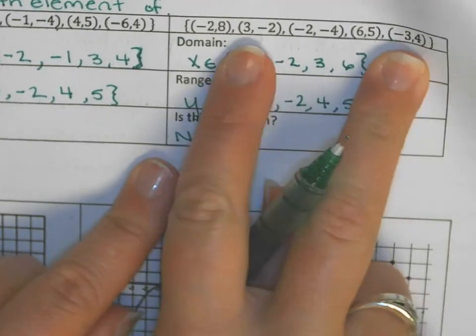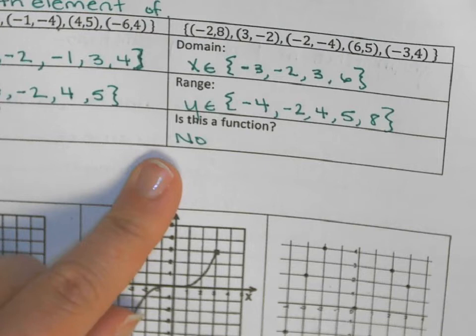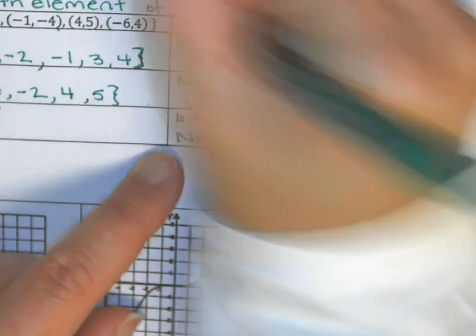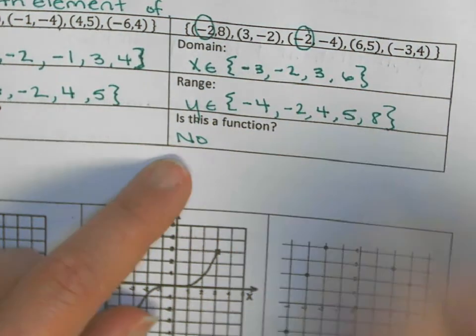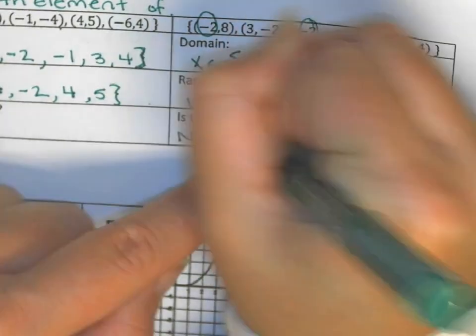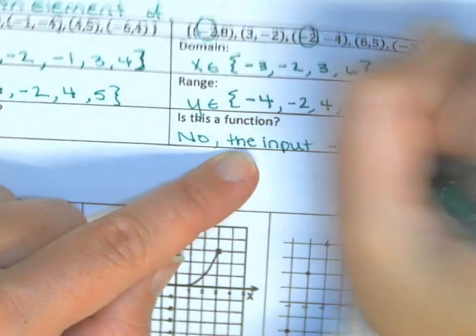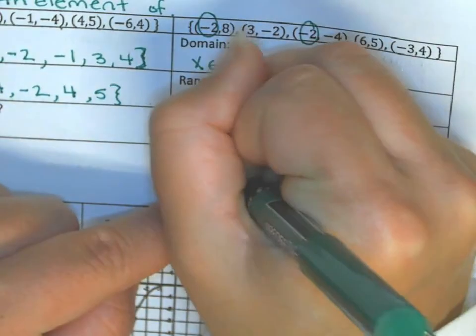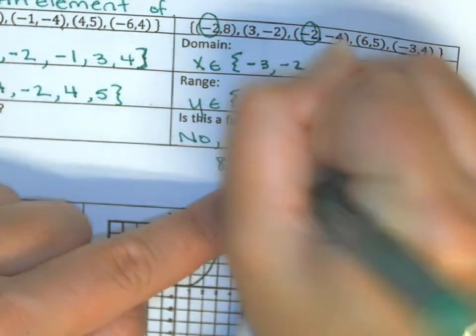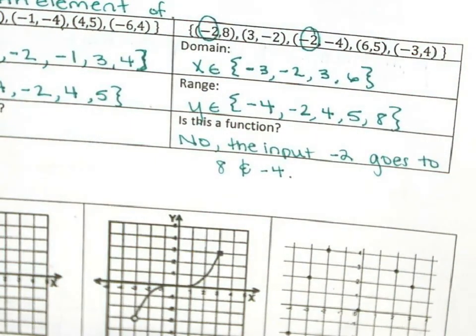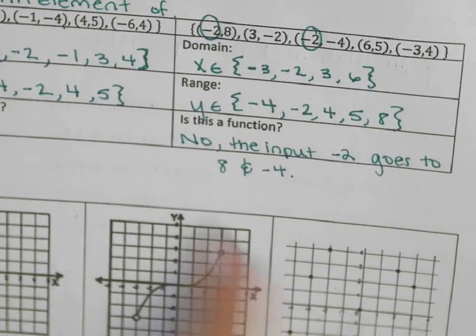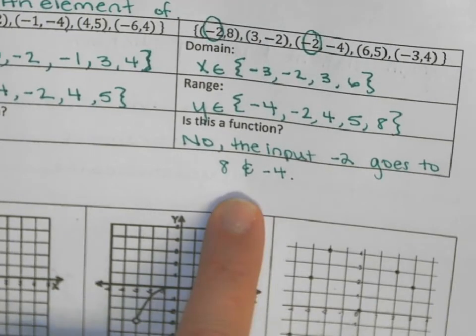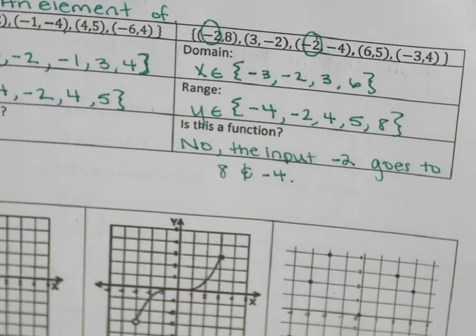Three and -3 are 2 different numbers, so that part doesn't matter. But look at what does repeat. The -2. So when we say no, our explanation here says the input, -2, goes to 8 and -4. So that is going to contradict what the definition says. The definition says each input goes to exactly one output. Here, an input goes to 2 outputs. That's not exactly one. So that contradicts the definition, which means it's no. Okay.